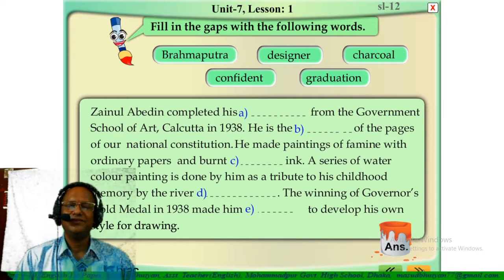You should follow me. Zainul Abedin completed his dash from the Government School of Art, Kolkata in 1938. He is the dash of the pages of our national constitution. He made paintings of famine with ordinary papers and burned dash ink. A series of watercolor painting is done by him as a tribute to his childhood memory by the river dash. The winning of Governor's gold medal in 1938 made him dash to develop his own style for drawing. Now fill in the gaps.